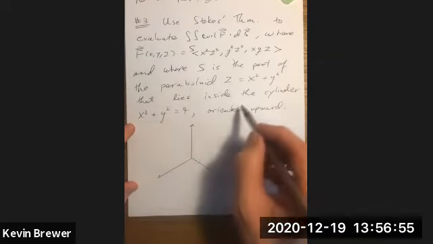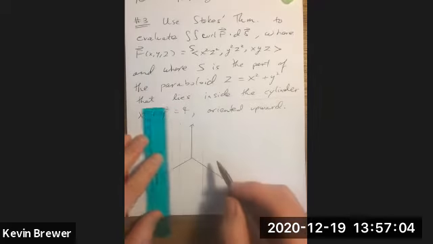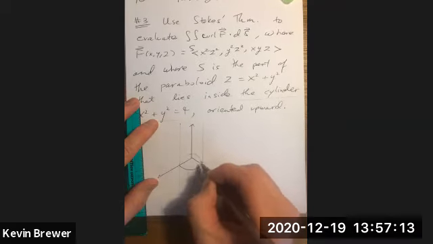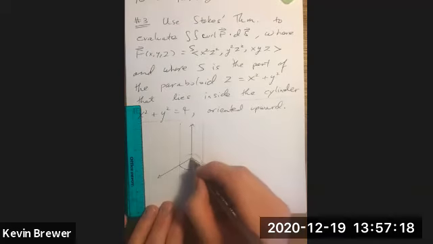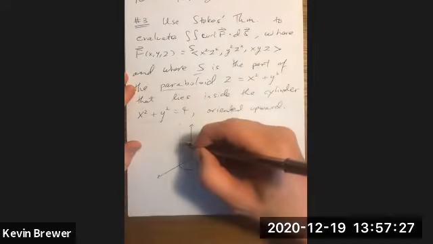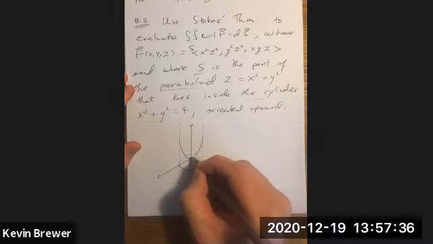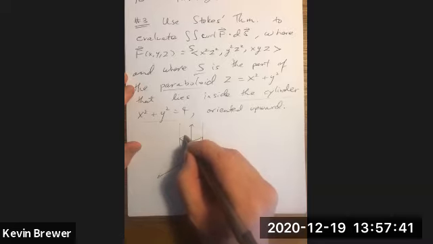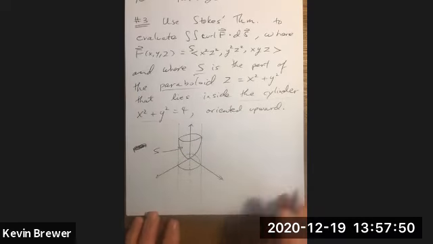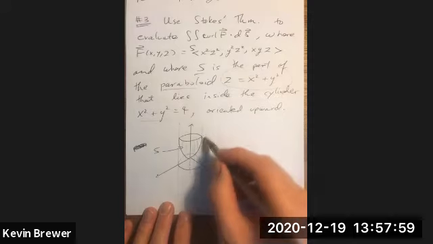So let's start with the cylinder. That's kind of a boundary for us. So the cylinder centered along the z-axis like that. We're working with the surface, which is the paraboloid. It's the part of the paraboloid that's inside the cylinder. So we're interested in that part of the paraboloid, which is inside the cylinder.